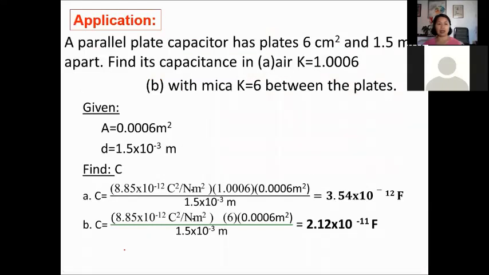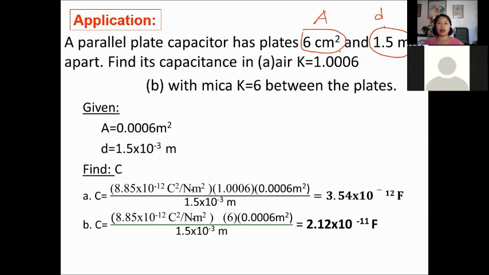Okay, so let us illustrate what we have discussed. A parallel plate capacitor has plates 6 square cm and 1.5 mm apart. That's distance. So find its capacitance in air when K is 1.006 and with mica where K is 6 between the plates. So ano yung given sa problem? We are given 6 cm squared. Ano yan? That's area, square meter. And we also have 1.5 mm, so this is distance.